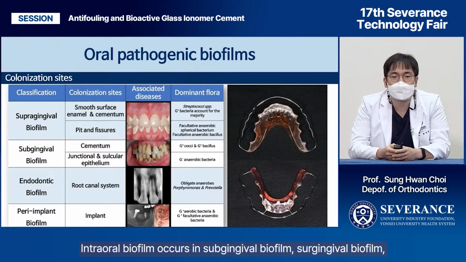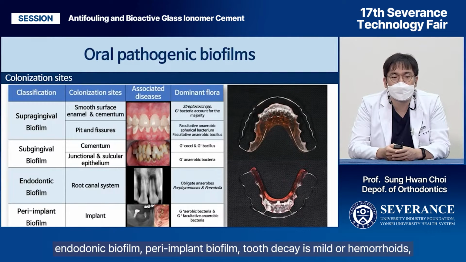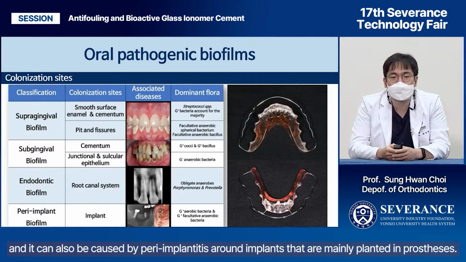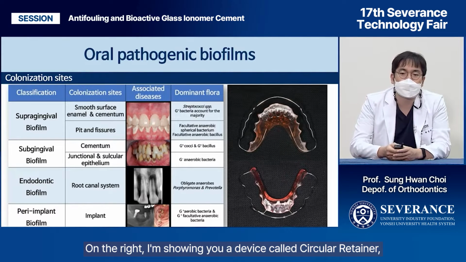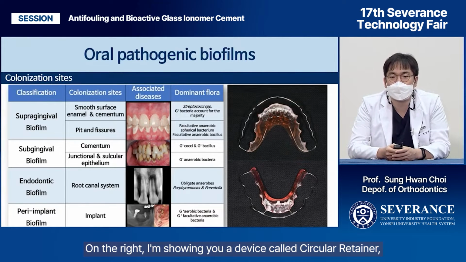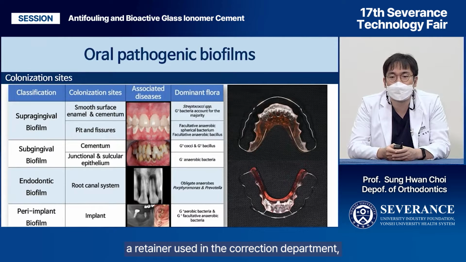Intraoral biofilm occurs in subgingival biofilm, supragingival biofilm, endodontic biofilm, and peri-implant biofilm. Tooth decay is mild or hemorrhoids, and it can also be caused by peri-implantitis around implants that are mainly planted in prostheses. On the right, I'm showing you a device called circular retainer, a retainer used in the orthodontic department. And you can see white plaque piled up around the retainer.